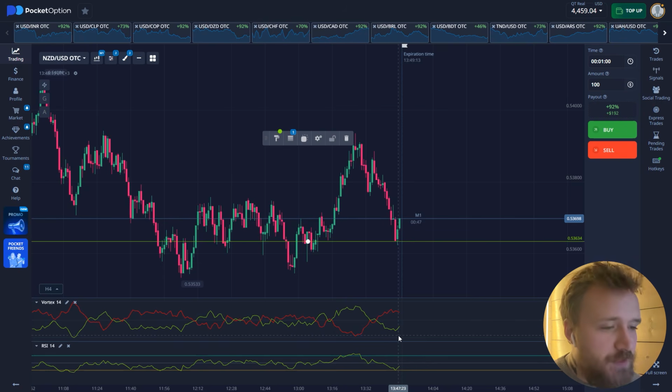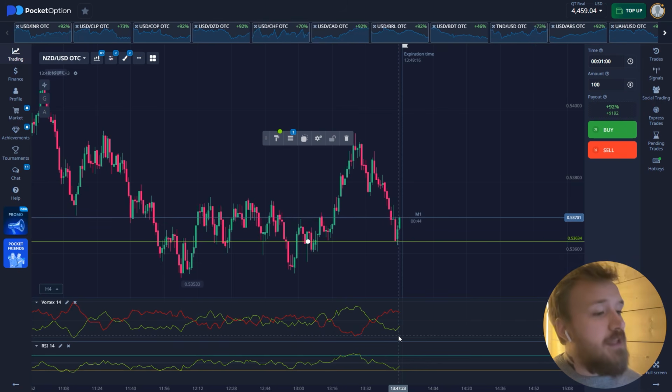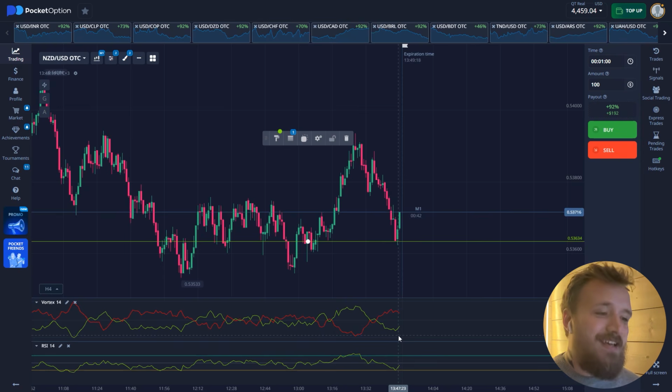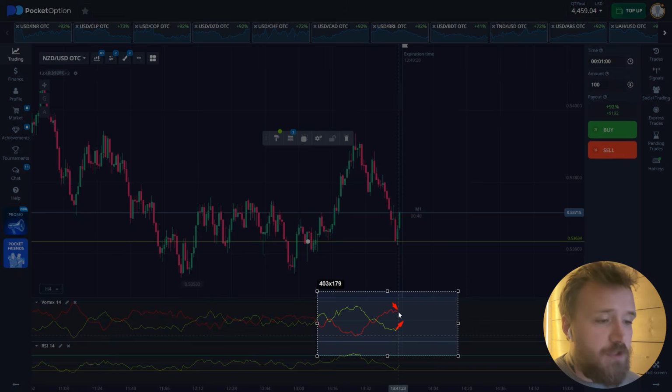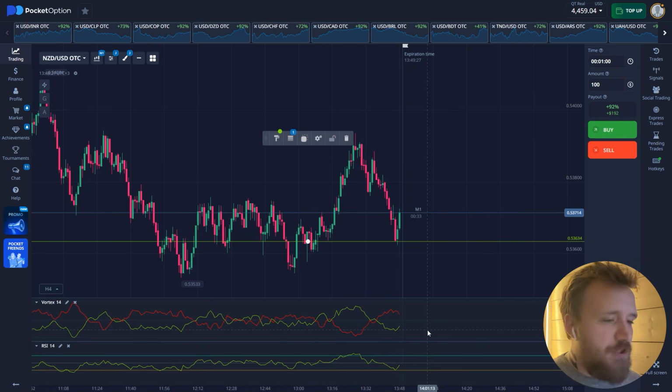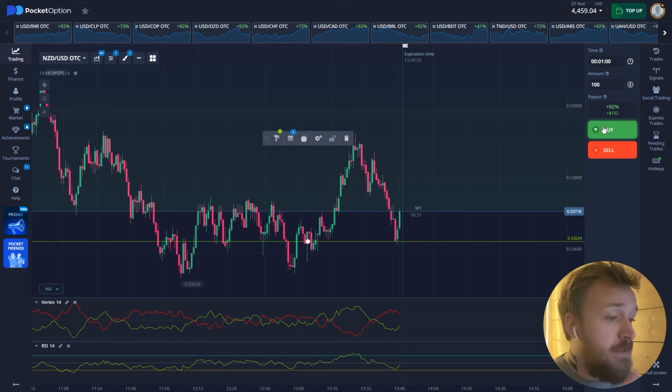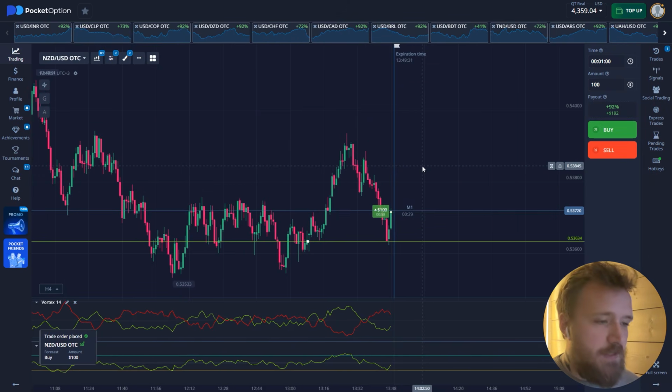Right now we have two reasons to open a long position. The reversal on the RSI, and look, the two lines on the Vortex are narrowing. They're turning toward each other, not diverging anymore. Let's open a position for an increase here.